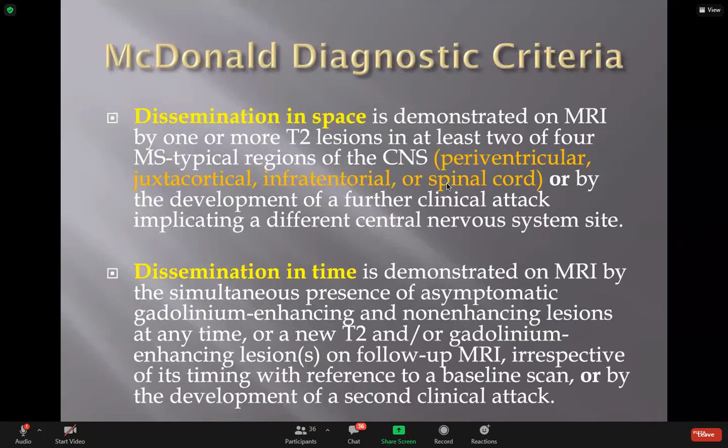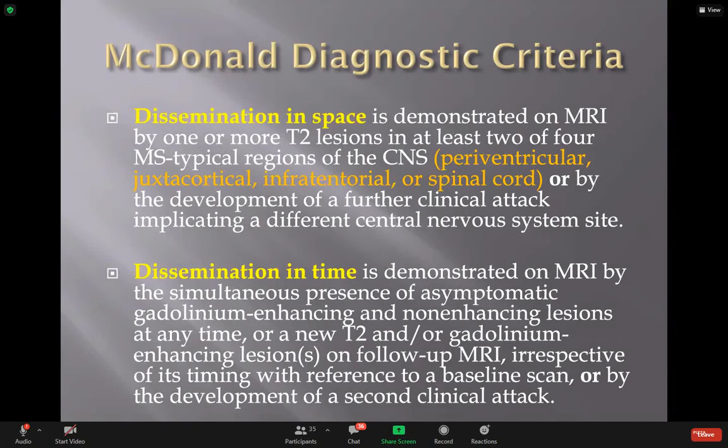So dissemination in space. You can do this by MRI. Clinically, to see it, you would have to have lesions in different areas. So somebody has leg weakness that you localize on your exam to the spinal cord, and then comes back with arm weakness that you localize to a lesion in the brain. So you clinically demonstrated dissemination in space.